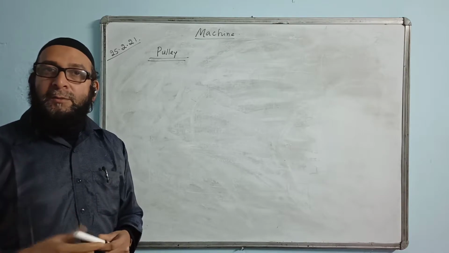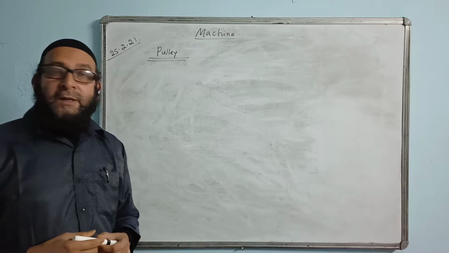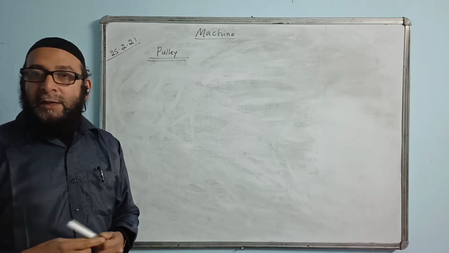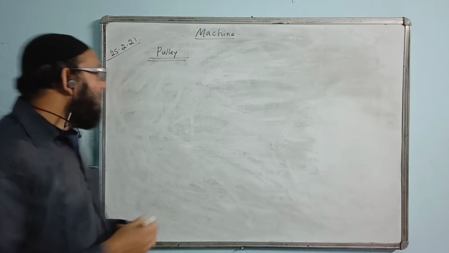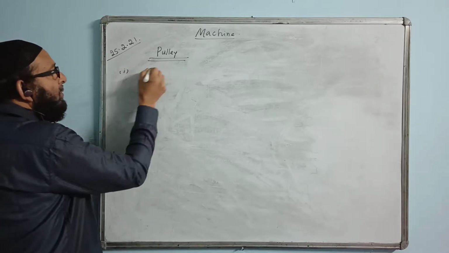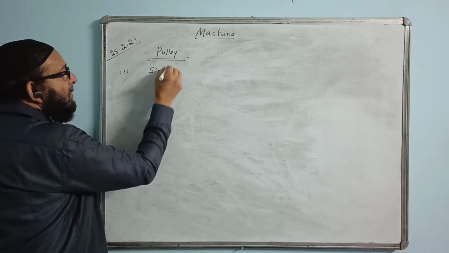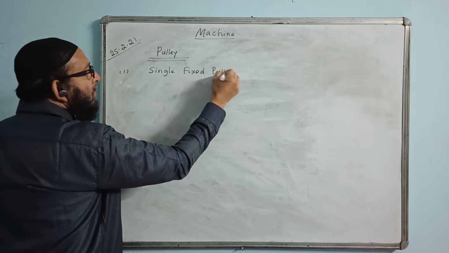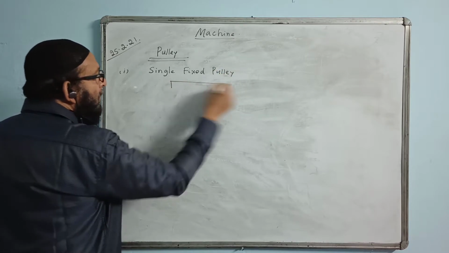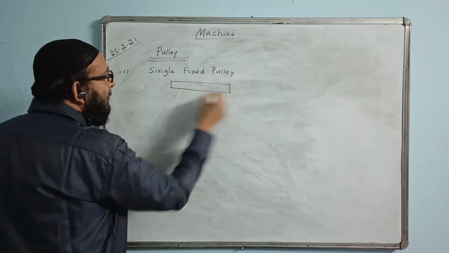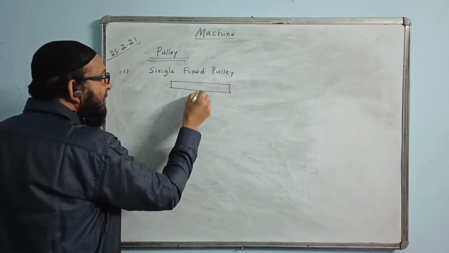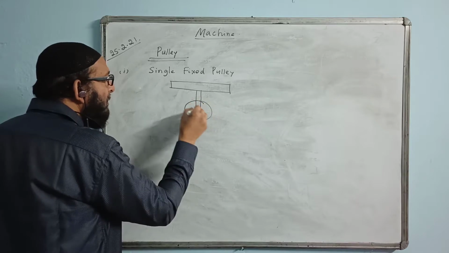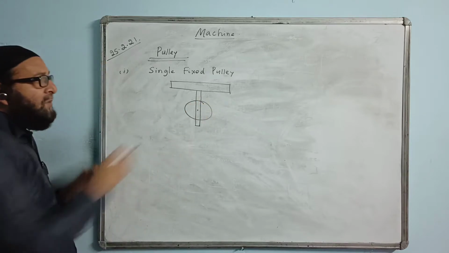Pulley is a kind of machine which helps to apply the effort in the convenient direction and also helps us to gain in mechanical advantage. So we have number one, single fixed pulley. See, a fixed pulley is the pulley whose axis of rotation is fixed, will not move along with the pulley. Pulley will rotate about it. This is called fixed pulley.